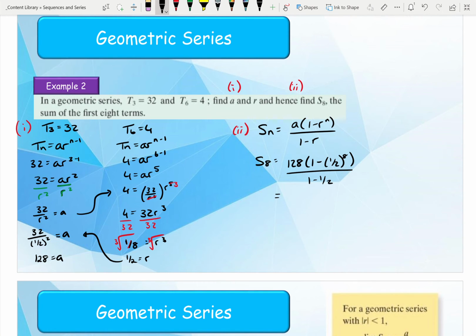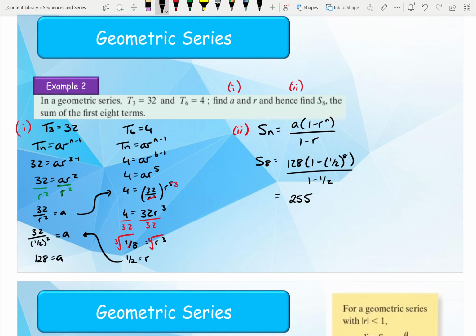And we put the whole thing into our calculator again. So fraction button, 128 bracket 1 minus bracket a half, close your bracket, to the power of 8 all over 1 minus a half, which gives me 255 as my answer here.